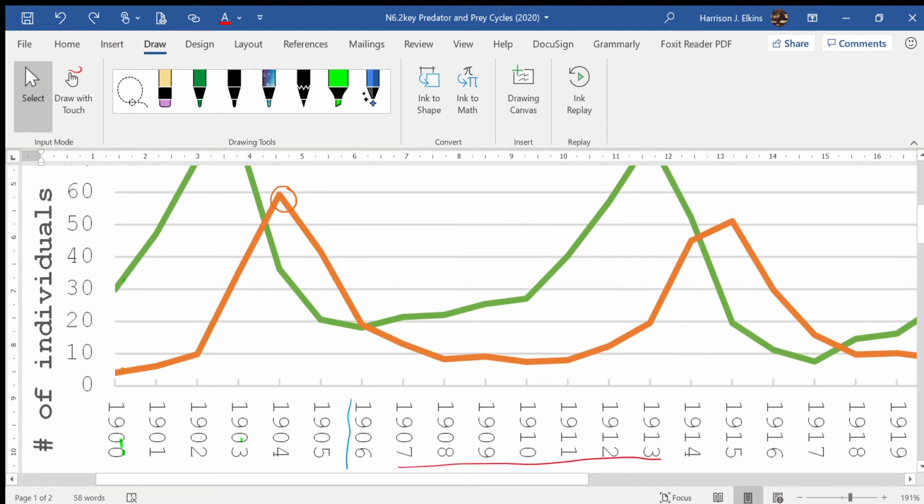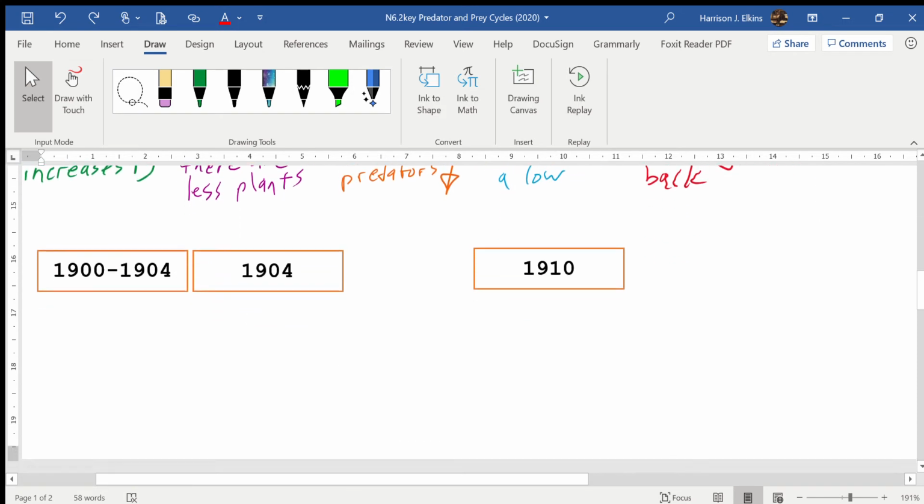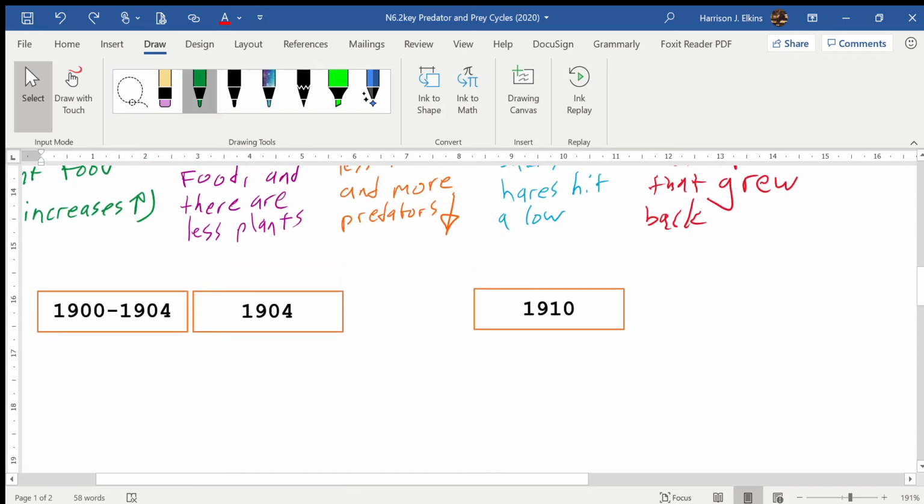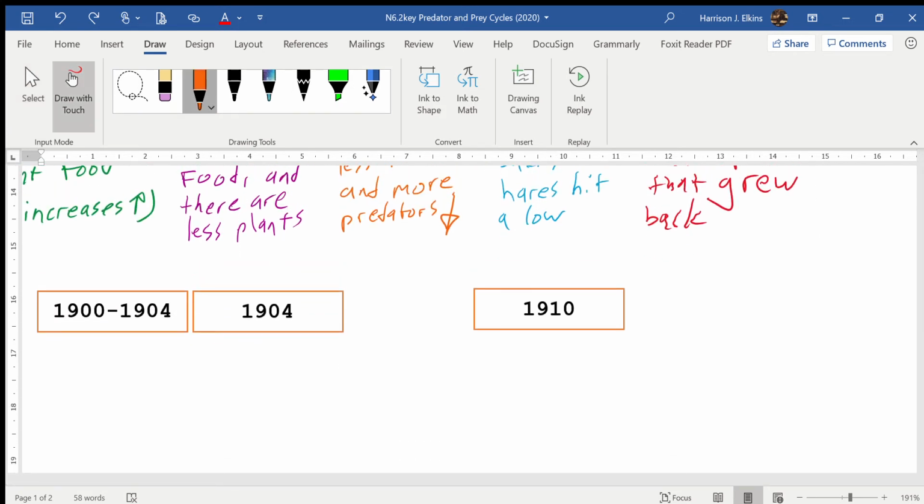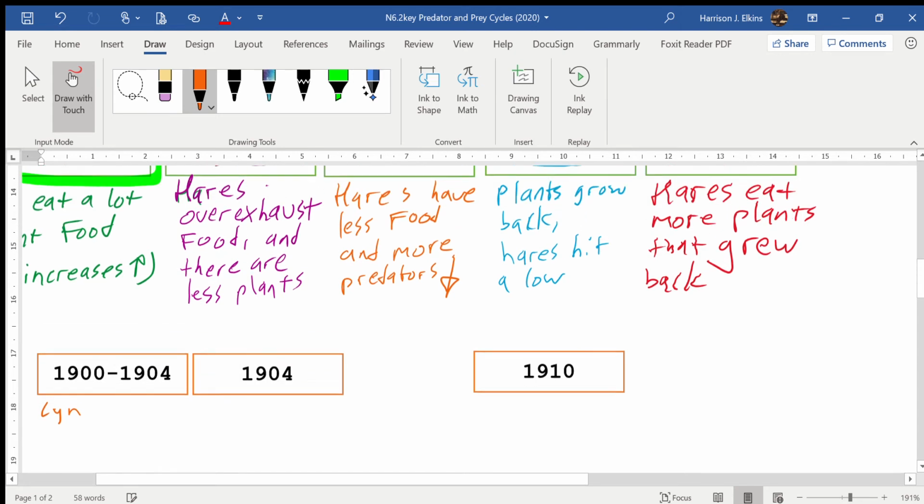Okay? So what's happening with the predators? Let's look down here. I color-coded this in orange. So in 1900 to 1904, what happens? Well, the lynxes increase. Okay, so the lynx population increases here.